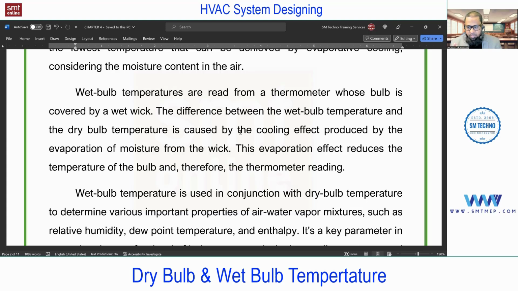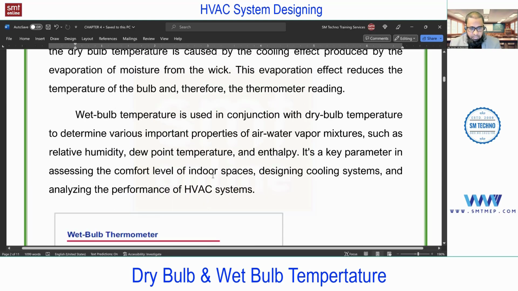The dry bulb's importance is for sensible heat, but the wet bulb is for latent heat, that is, for evaporation. So then why is the wet bulb required? To find the other properties of air using the psychrometric chart. Okay, getting your point online? Can you repeat this point again?